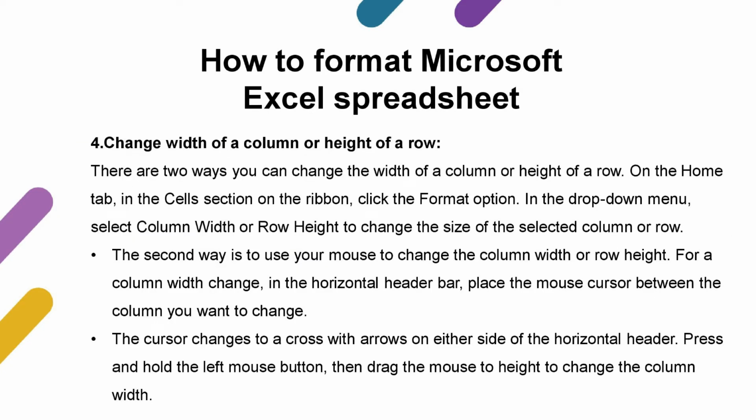Okay, we can also change the width of a column or the height of a row. There are two ways to change the width of a column or height of a row. The first is on the Home tab, in the Cells section on the ribbon, click the Format option. In the drop-down, select column width or row height to change the size. The second way is to use your mouse to change the column width or the row height. For a column width change, in the horizontal header bar, place the mouse cursor between the columns you want to change.